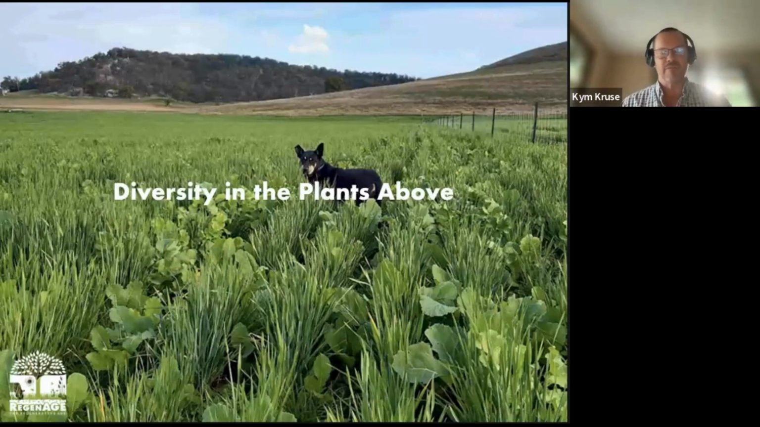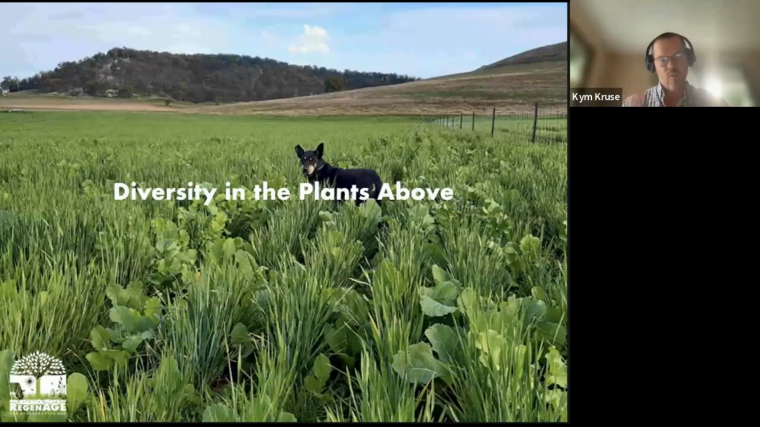Diversity in plants above the ground, but diversity of seed to begin with, means that you're adding... every seed has its own microbiome, or every seed has its own microbes that it takes with it when you plant it in the soil. The greater diversity of seeds that you're using, the more diversity of microorganisms that you're adding. The diversity of plants above the ground means you're taking up various niches.